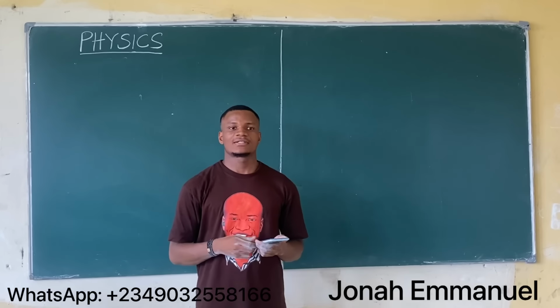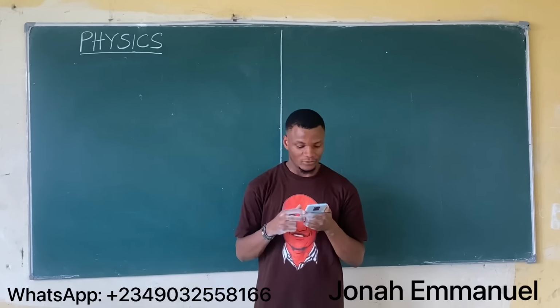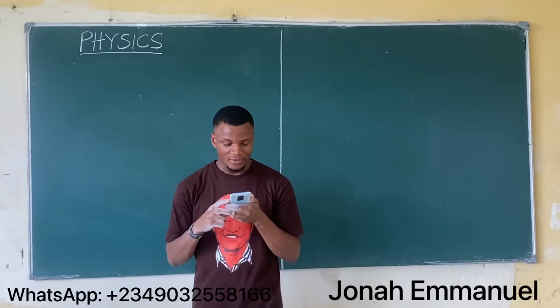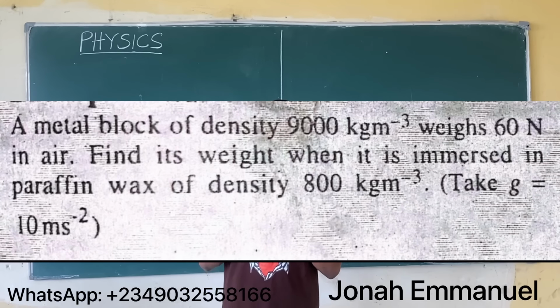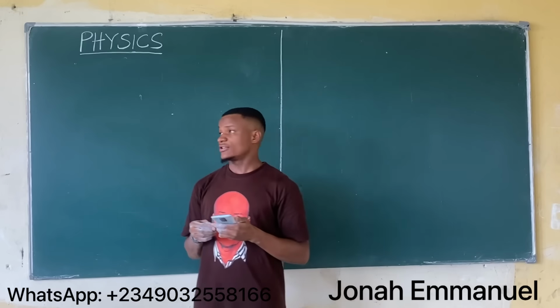Okay, so let's look at yet another example. This question says a metal block of density 9,000 kg per meter cube weighs 60 Newton in air. Find its weight when it is immersed in paraffin wax of density 800 kg per meter cube. Take g to be equal to 10 meters per second squared. Alright, so let's get this done.